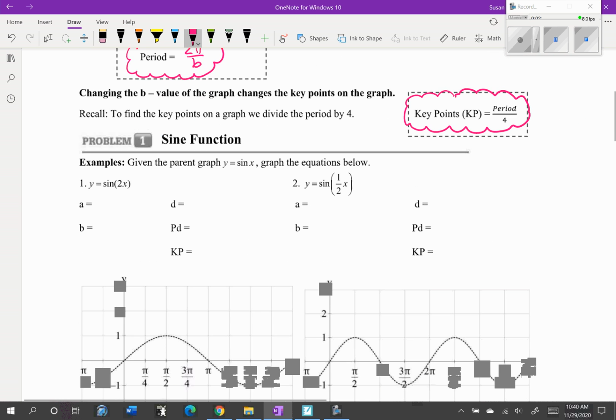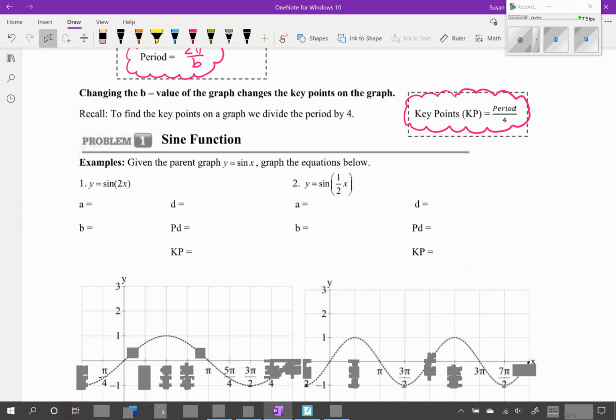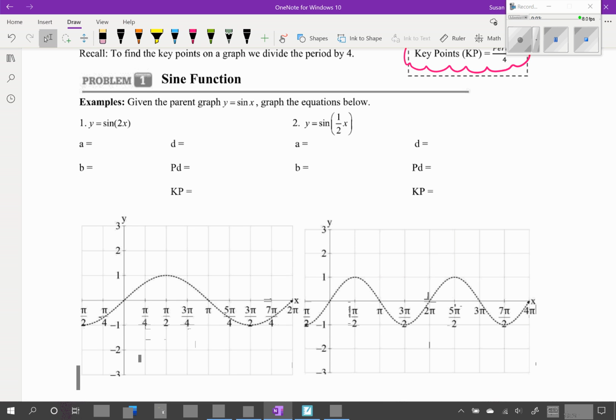So let's go ahead and look at the sine function. So given the parent graph of y equals the sine of x, we're going to graph the equations below. So the first one we have is y equals the sine of 2x. If it helps you to write your general equation, y equals a times the sine of bx plus d, I would go ahead and do that. So our a value here is what's in front of the sine. If there's nothing there, we know it's just 1. Our b value we can see is 2, and the d value, if it's not there, we know is 0.